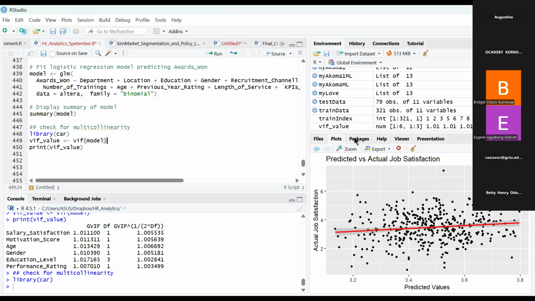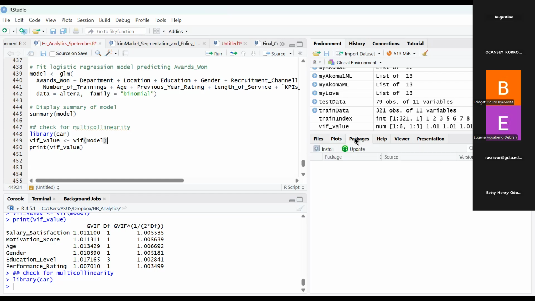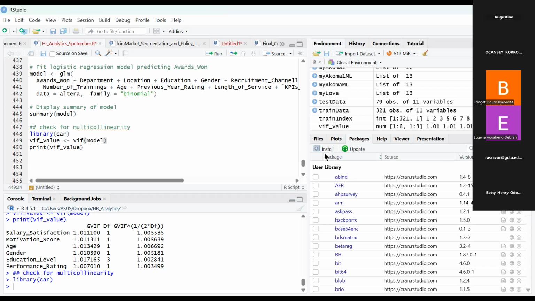Have you been able to do it? No, Prof. I'm at the package, I can't. There's no car in my list. You have to type in car. You just type in car. You see it. So if I go to package, install, then I should type car. Yes, please. Okay, I have installed it.